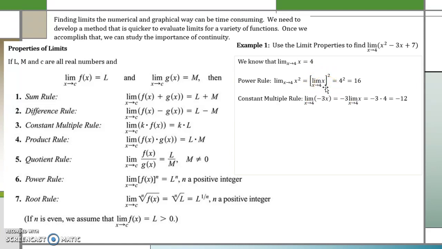Moving on to the second one, we can use the constant multiple rule. So I want to know the limit as x approaches 4 of negative 3x. I know that's the same as taking negative 3 times the limit of x, and I know that the limit of x is 4, so negative 3 times 4 is negative 12. The limit of a constant is the constant, so we can just leave 7 as positive 7. And finally, we can use the sum or difference rule to actually find the limit of all of them together. So 16 minus 12 plus 7 is 11.